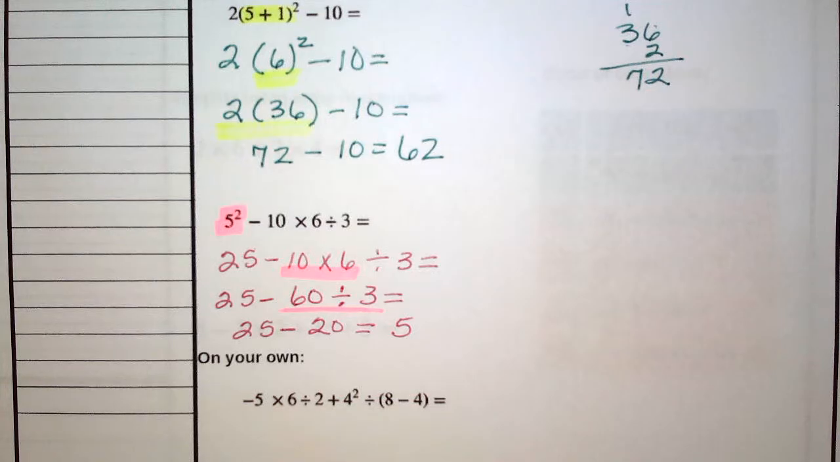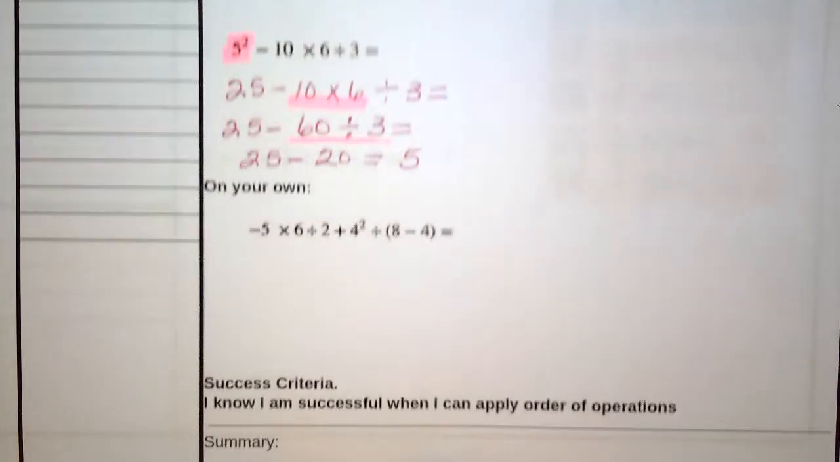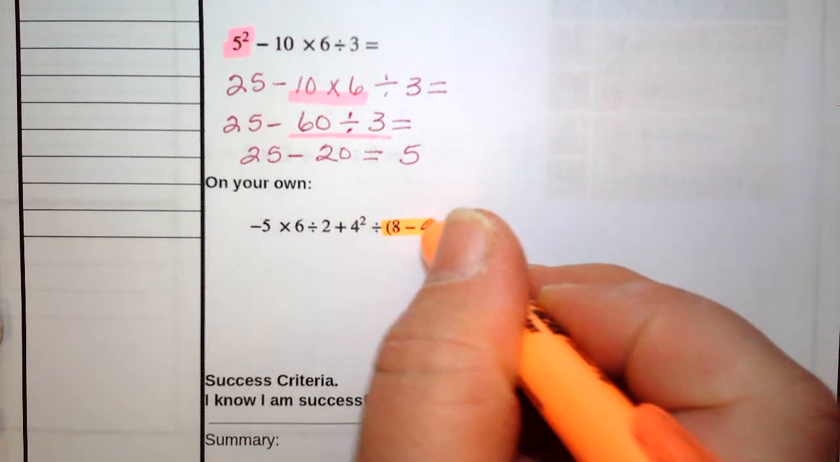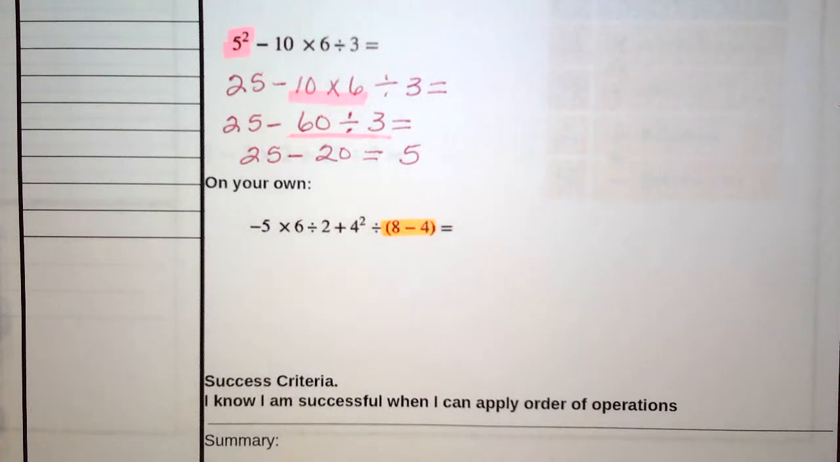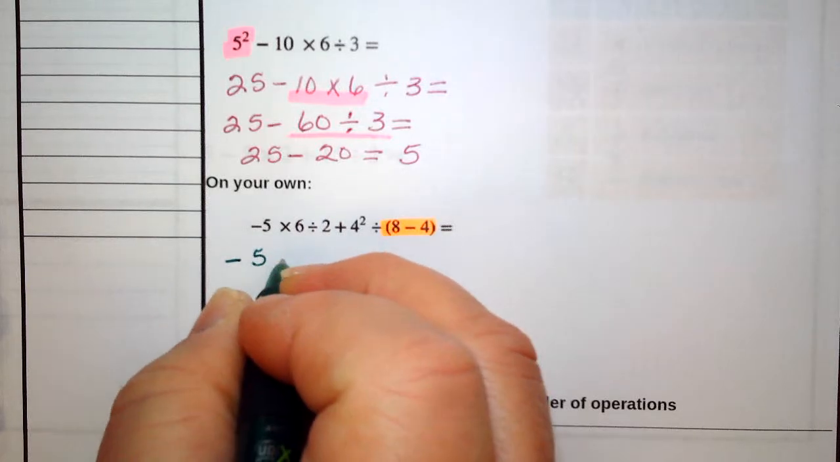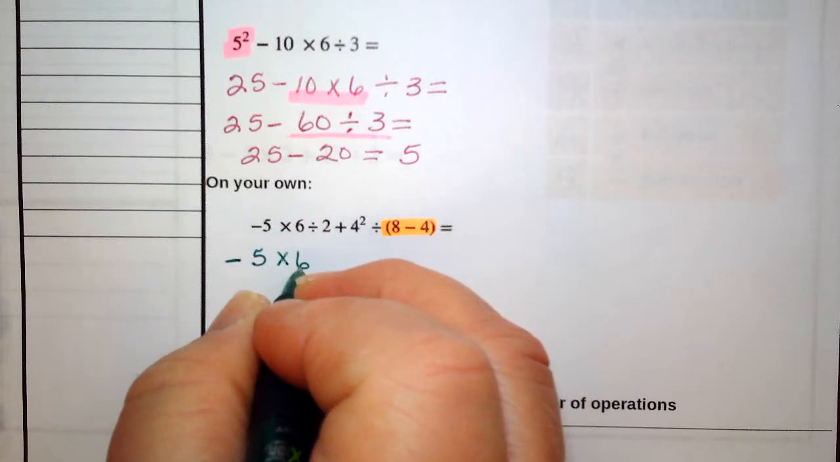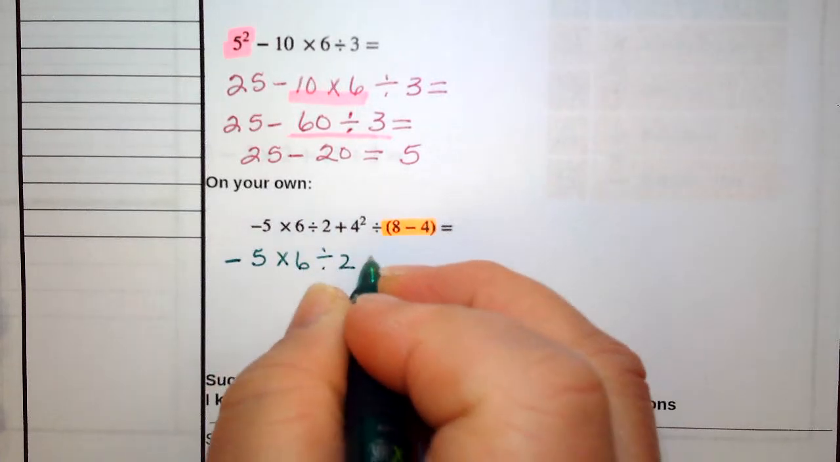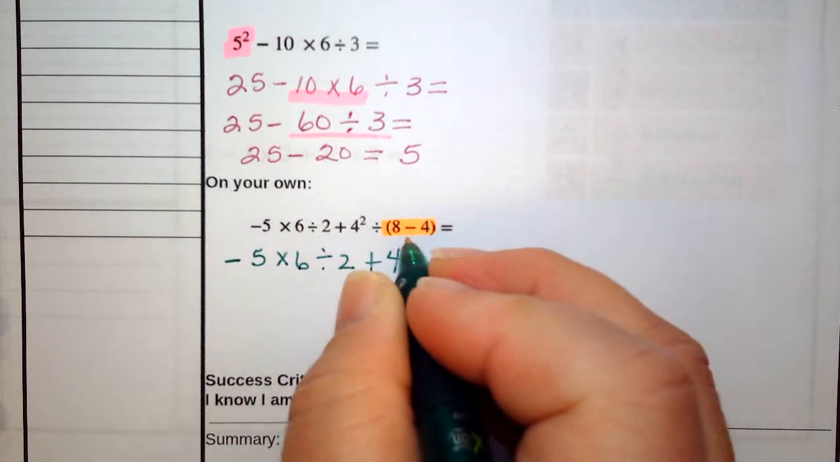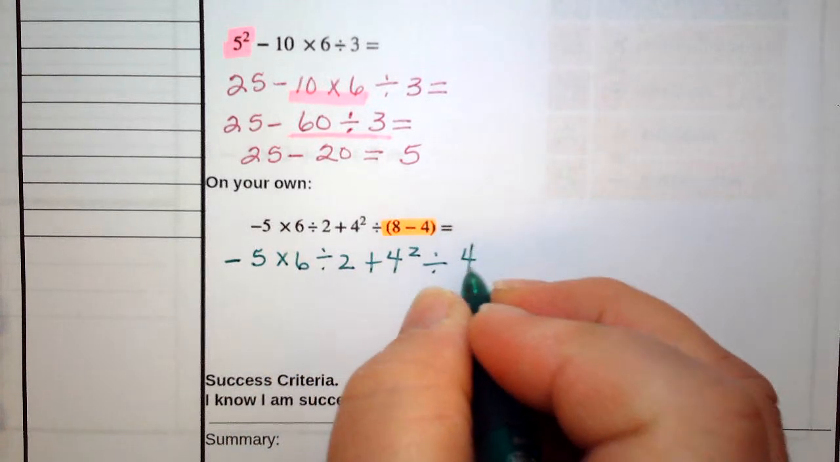Well, I do hope you tried to do it on your own. As I'm looking, do I have parentheses? Yes. You always do the parentheses first. Negative 5 times 6 divided by 2 plus 4 squared divided by 8 minus 4 is 4 equals.